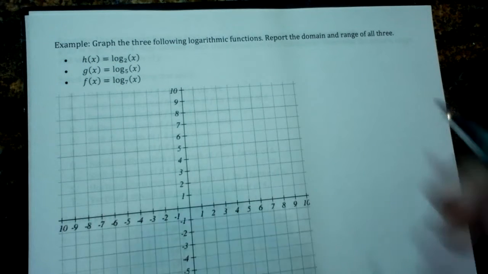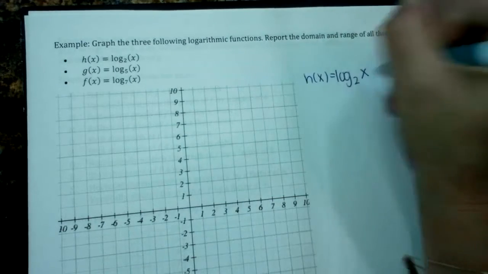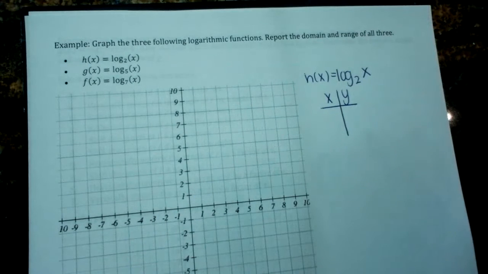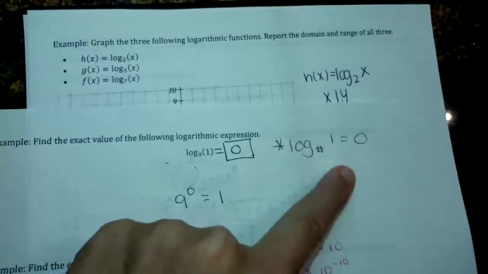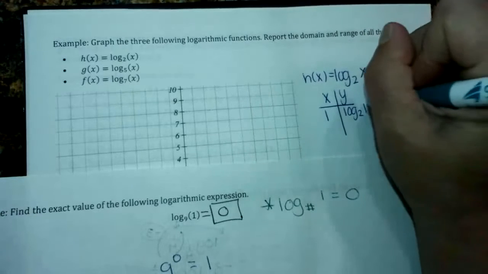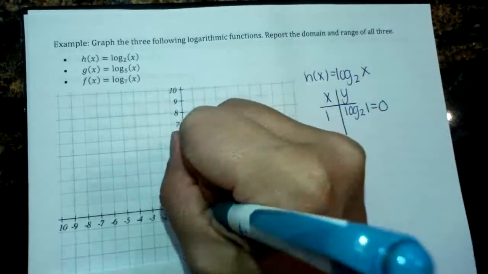All right, so let's do over here h of x, which is log base 2 of x. So let's do an x and y chart. We just need 2 points. So we know it's going to have that same parent shape. We know, going back, log base anything of 1 equals 0. So if I plug in 1 for x, that's going to be log base 2 of 1, which is going to give us 0. So 1, 0 is our first point. Over 1, up 0.